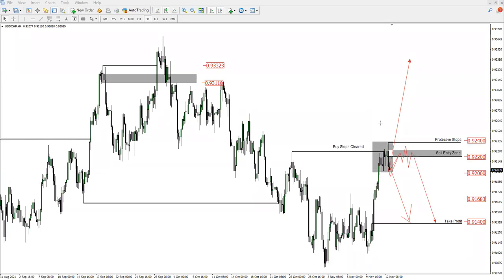So I guess this does it for USD Swiss franc for today.